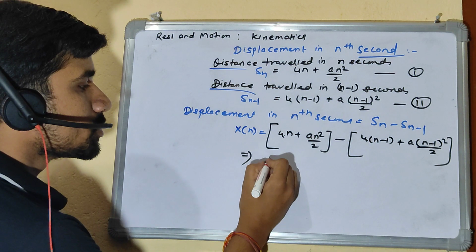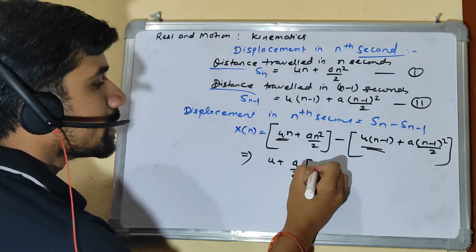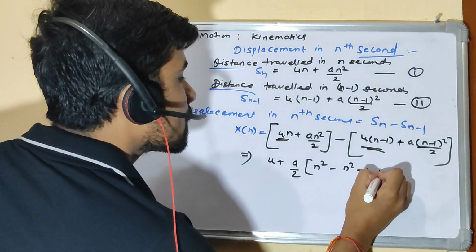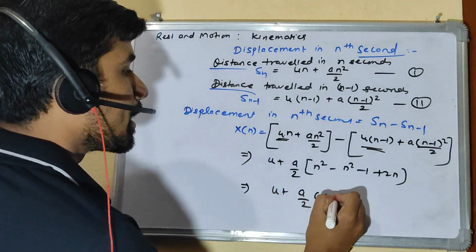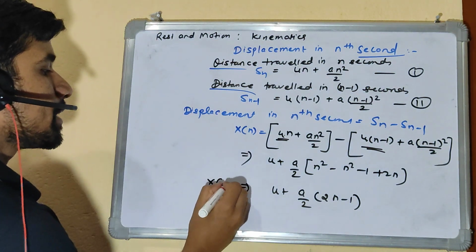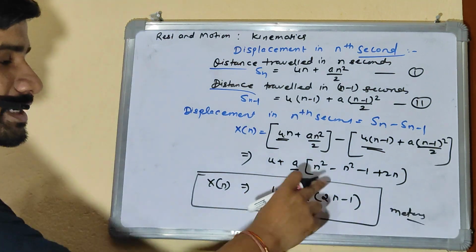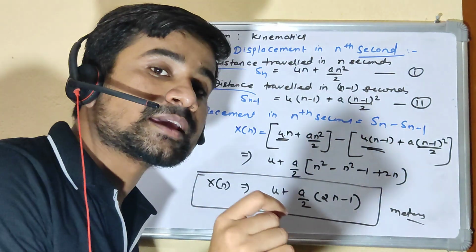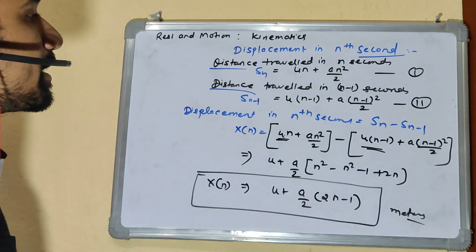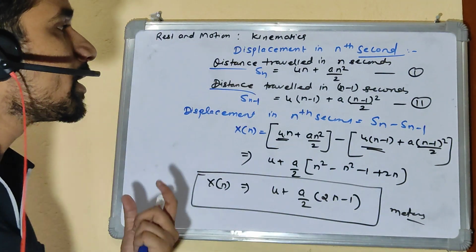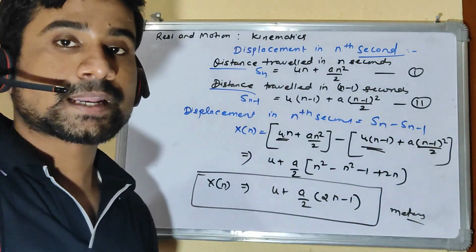Let's solve this one. If I take these two together, and these two together, this becomes u plus a by 2 times n square minus (n minus 1) square, which is n square minus n square plus 2n minus 1. So this becomes u plus a by 2 into (2n minus 1). This is nothing but the displacement in the nth second in meters. u is my initial velocity, a is my acceleration, and n is that instance of time where I want to calculate this displacement. So this is the general expression to calculate displacement in the nth second, and it is very useful where you need to find displacement at a particular fraction of time and not in the whole duration of the journey.